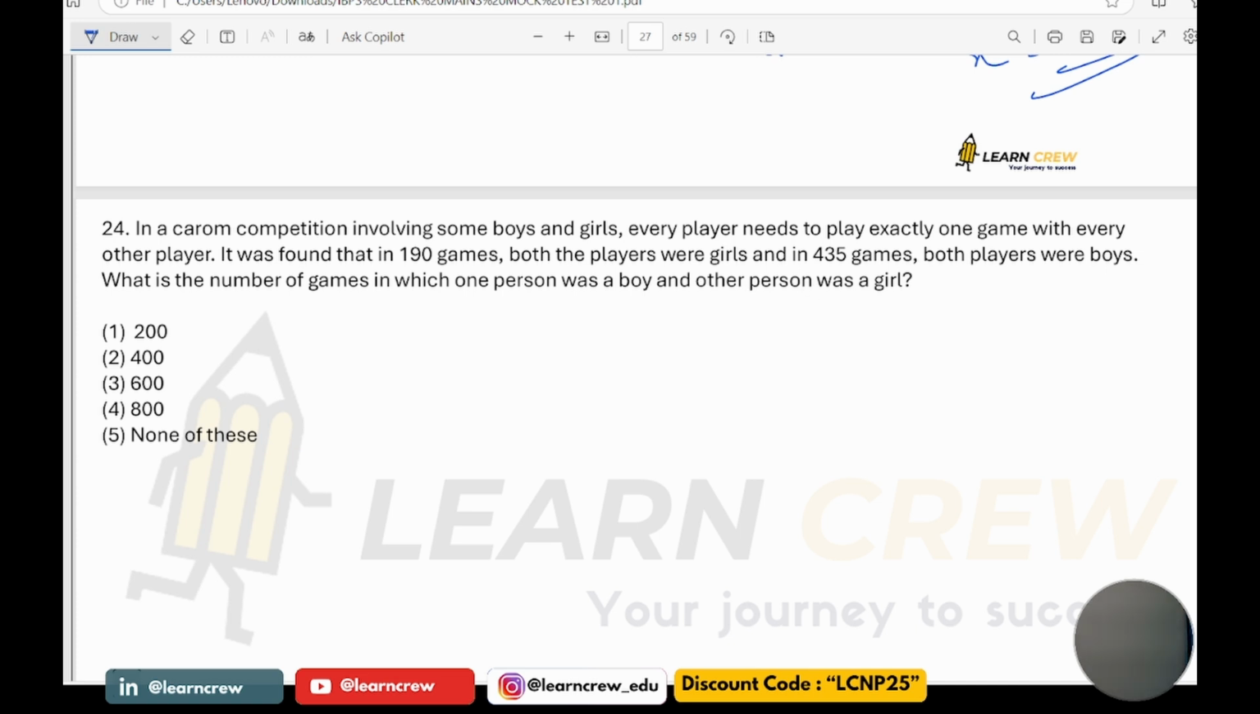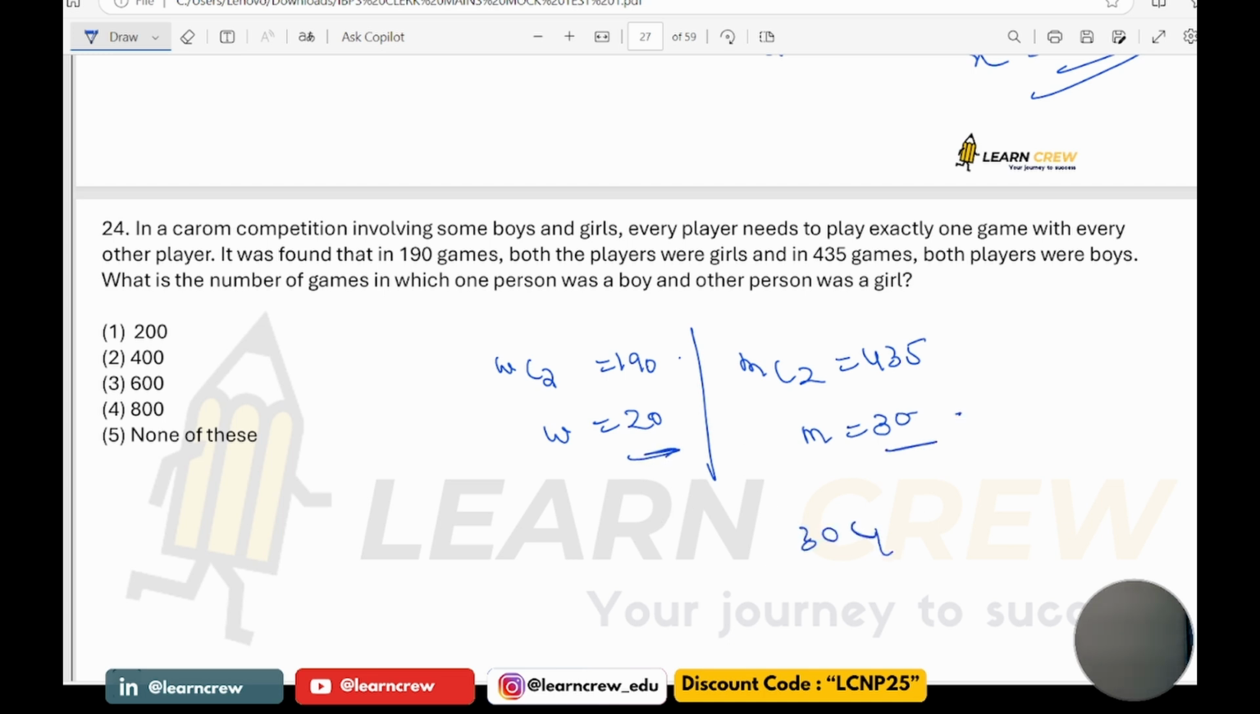So you can say here, the number of games in which both players were girls is 190. So WC2 is 190. From this, W would be 20. Both are boys, so I am taking MC2 is 435. So M would be 30. So girls are 20, boys are 30. And one boy, one girl: it is 30C1 into 20C1, which is 600. 600 is the answer.